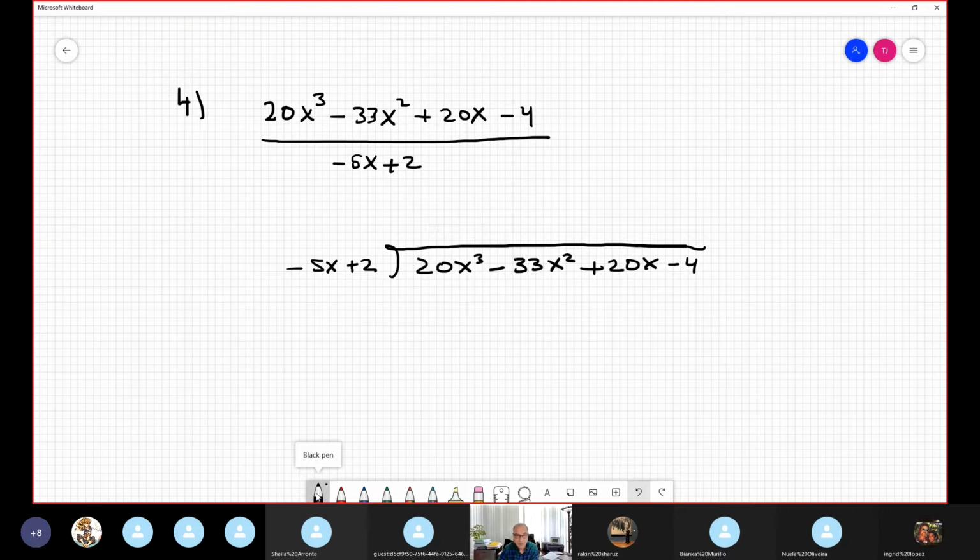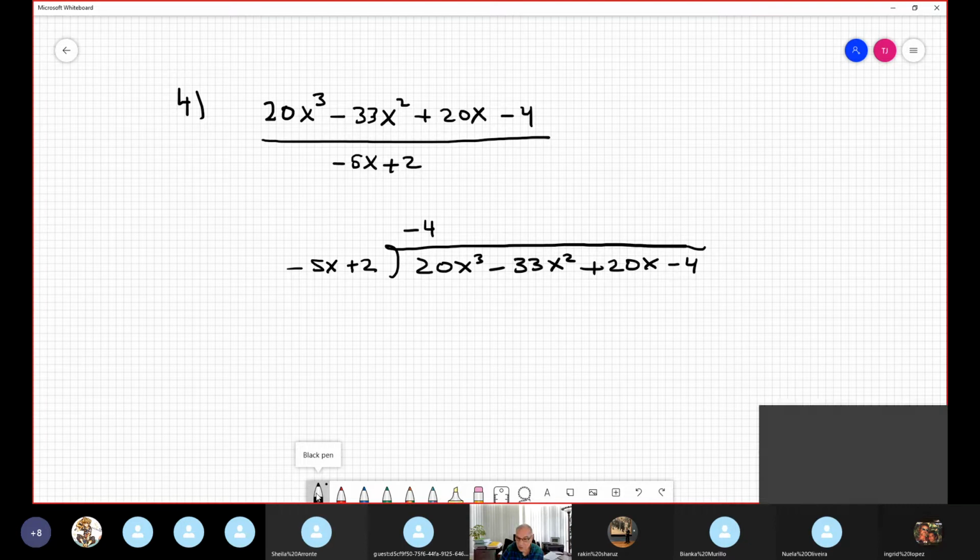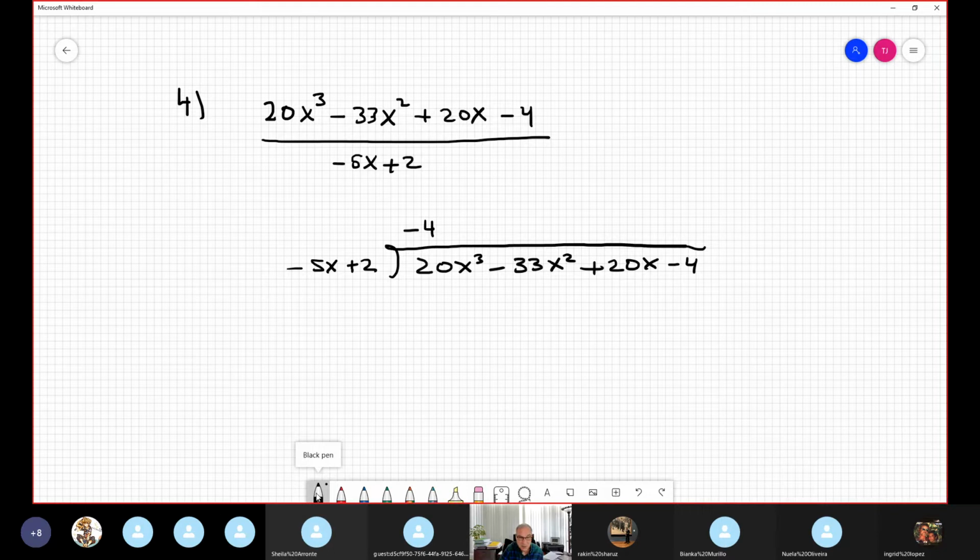Help me. What is the number multiplied by negative 5 to get 20? Because it's negative here to complicate your life. I suppose it's negative 4. Exactly, negative 4. Because negative times negative is positive. So x squared. Yes or no? Okay, go.